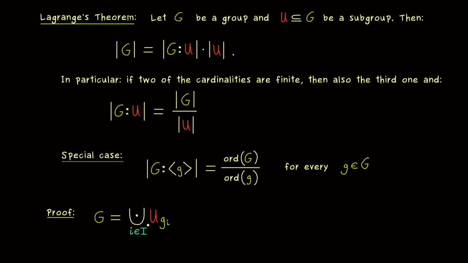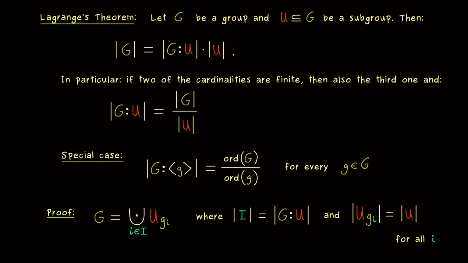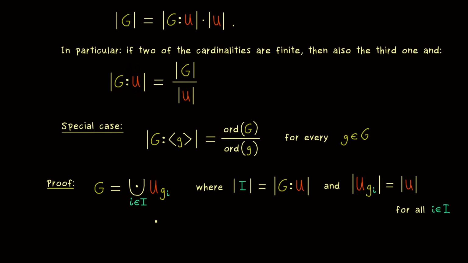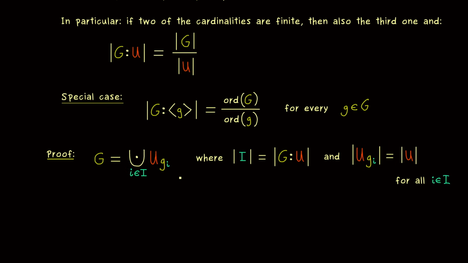Namely, we already have written G as a disjoint union of the right cosets. Moreover, we have chosen this index set I such that the cardinality is the same as the index. And moreover, we also know that the cardinality of all the right cosets is the same as the cardinality of U. Hence, we also get this equality for all the indices in I. Therefore, what we have here is just a counting argument in set theory. We know how many sets we have, and we know the size of each set, and then we just form the union. And since all the elements are different in the union, we just have a multiplication.